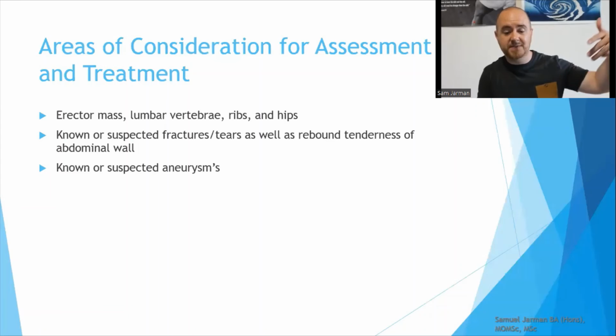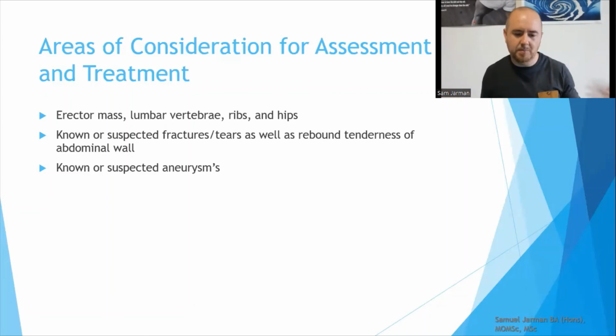Now, our areas of consideration for assessment and treatment with respect to pelvic extension are the erector mass, the lumbar vertebrae, the ribs, and the hips. To some degree, you'd be considering the T-spine mildly, but more so the ribs, especially the iliocostalis lumborum.